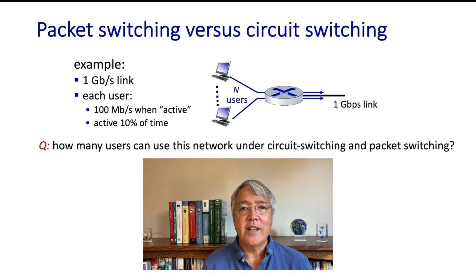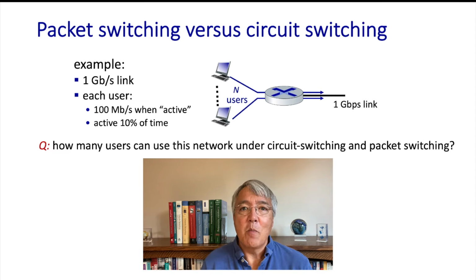Let's assume that we've got a gigabit per second link. There are n users, and each of these n users behaves as follows. When they have data to send, they need to send at 100 megabits per second. That's 1/10 of the overall link bandwidth. However, users are only going to be busy 10% of the time. That means 90% of the time they have no data to send.